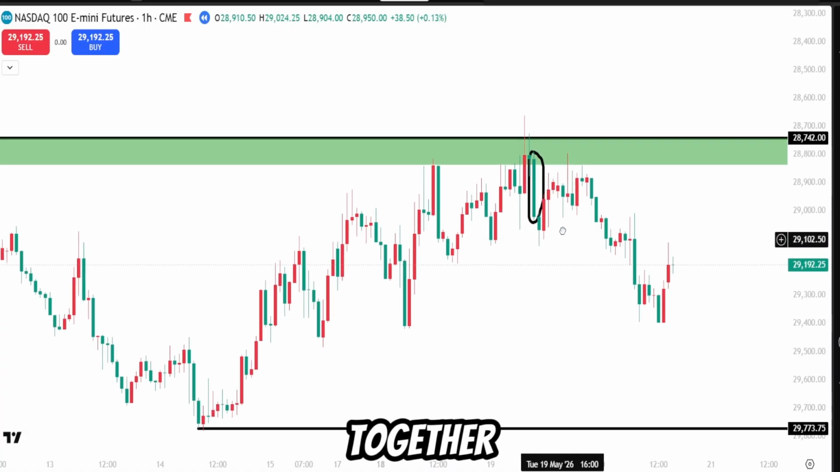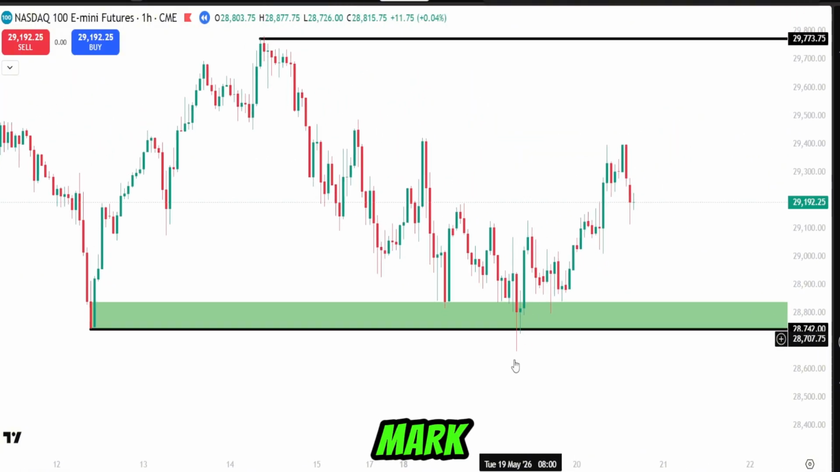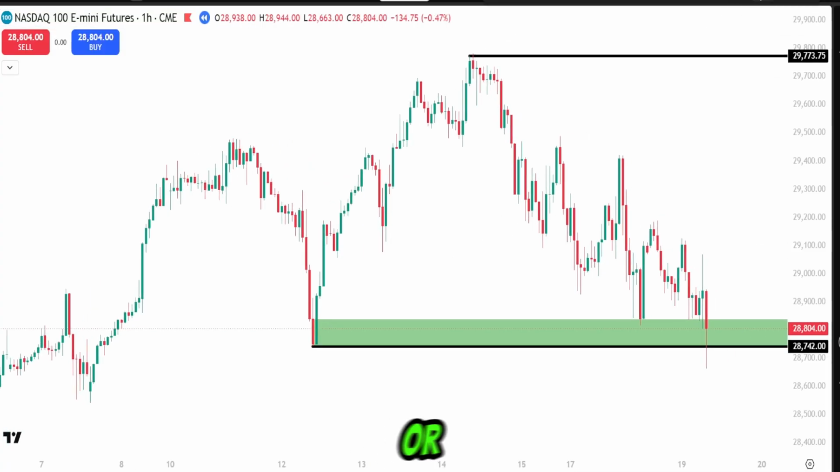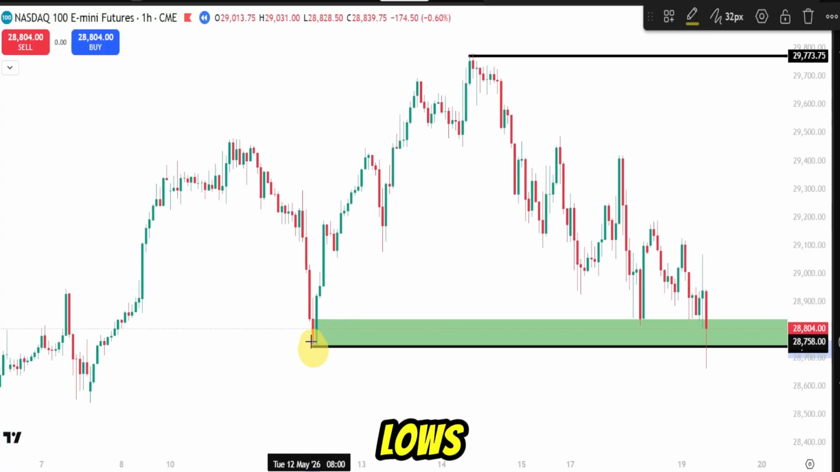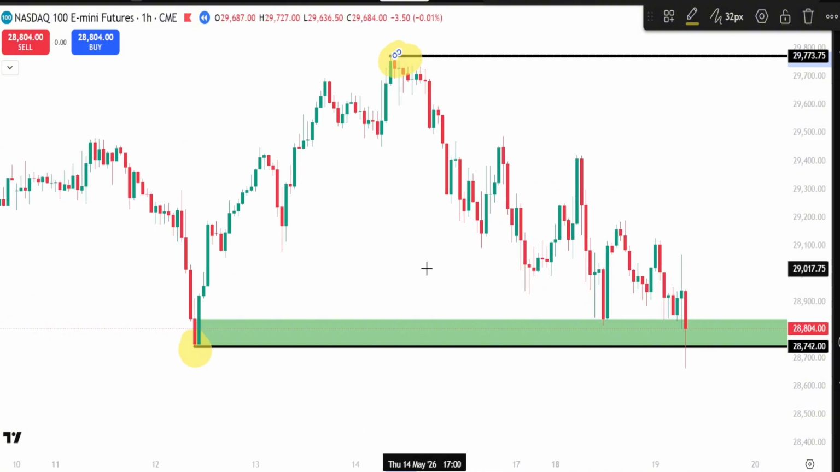How to trade it. Now let's put it all together and talk about how you actually trade this. Step 1. Mark your liquidity zone. Find a clear swing high, swing low, or equal highs and lows. Draw a line at that level. Now you know where the sweep might happen.